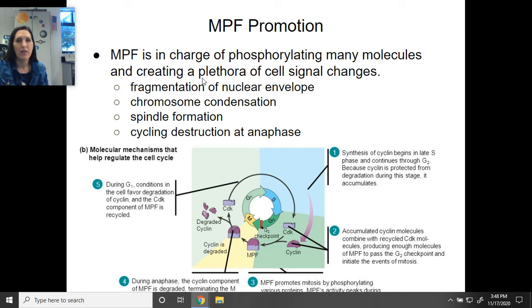Okay. The maturation promoting factor is in charge of phosphorylating many molecules and creating a plethora of cell signal changes. That's a good word, plethora. It means a lot, a variety. Fragmentation of the nuclear envelope, chromosome condensation, spindle fiber formation, and cyclin destruction at anaphase. So all these things are happening because of that.